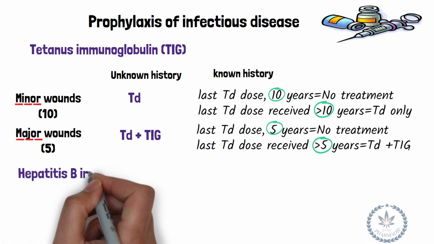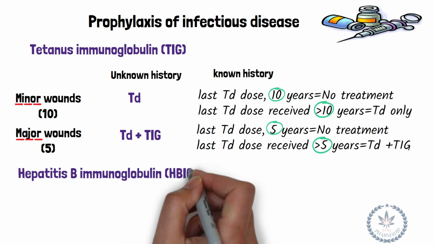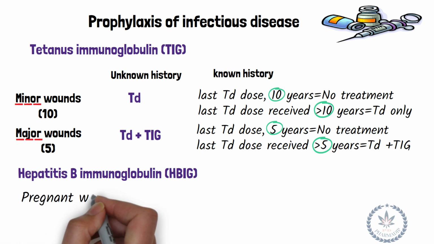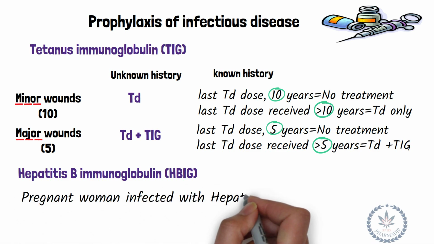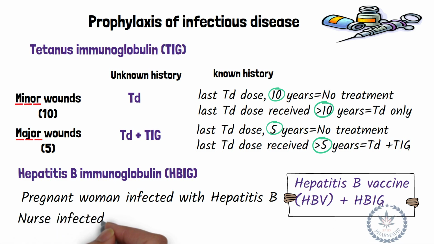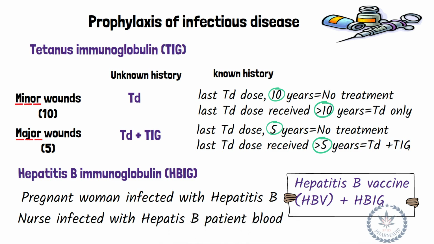Now let's look into hepatitis B immunoglobulin, HBIG. IG represents immunoglobulin. If a pregnant woman has hepatitis B when she delivers the baby, she must be given hepatitis B vaccine plus hepatitis B immunoglobulin. Also, if a nurse is infected with a hepatitis B patient's blood, then she must be given hepatitis B vaccine and hepatitis B immunoglobulin as well. However, both of them should be administered at different body sites.